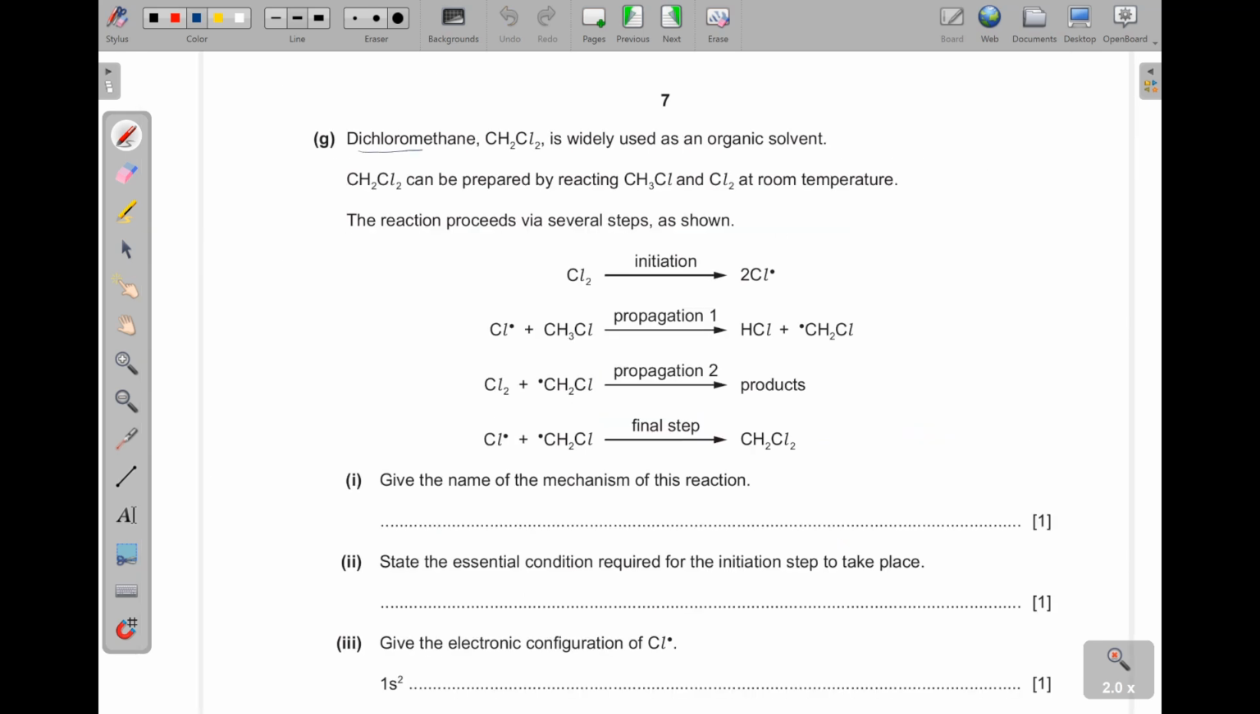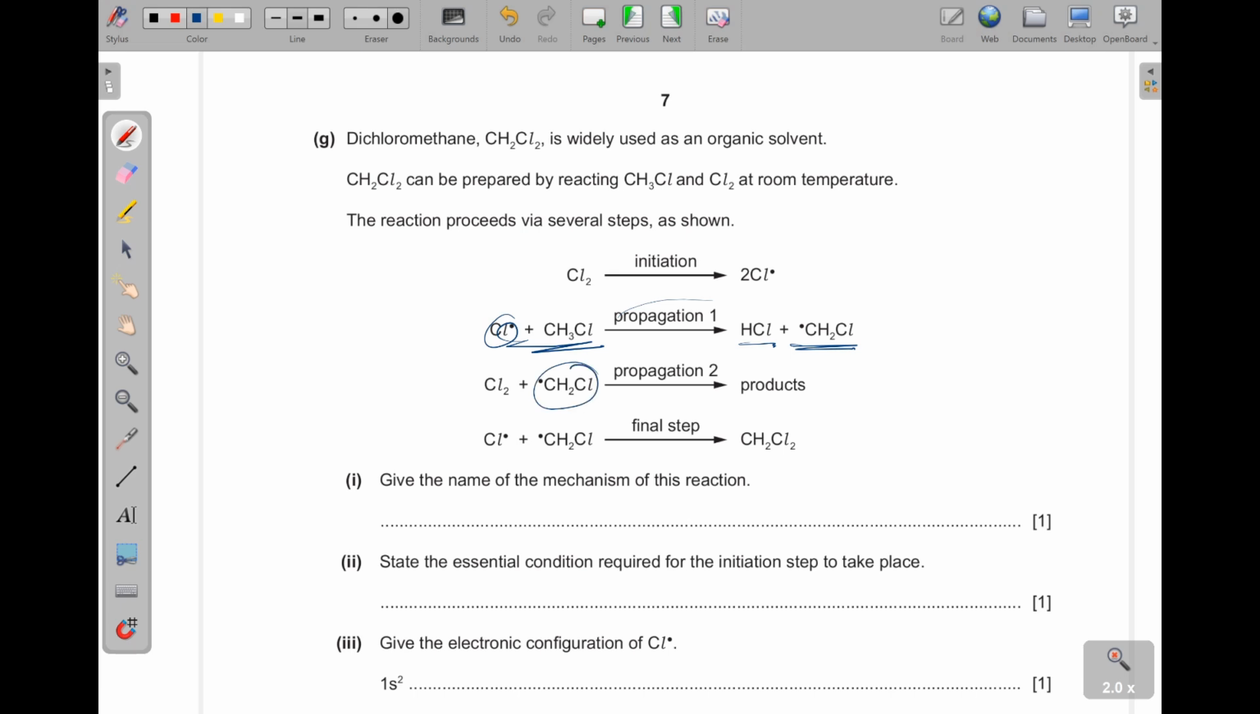Part G, dichloromethane is widely used as an organic solvent. Dichloromethane can be prepared by reacting chloromethane and chlorine at room temperature. The reaction proceeds via several steps as shown. Initiation, this is the production of radicals, okay? So this chlorine bond here is broken down by UV light because this one is carried out under UV light, okay? And then from there, the radical which is produced now attacks a molecule to produce another radical and a new molecule. Then that is now propagation.